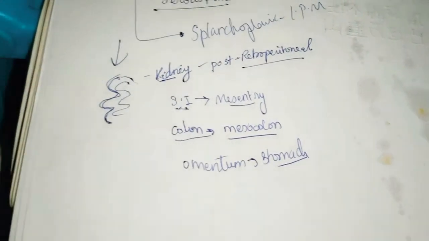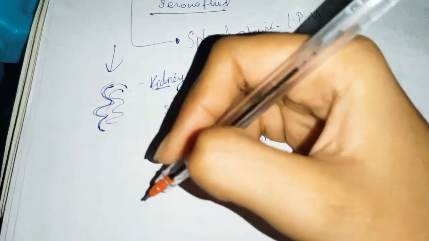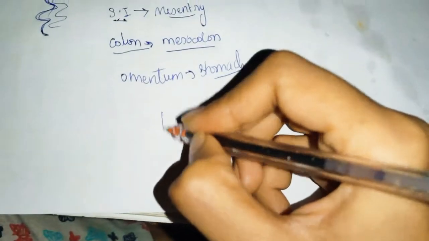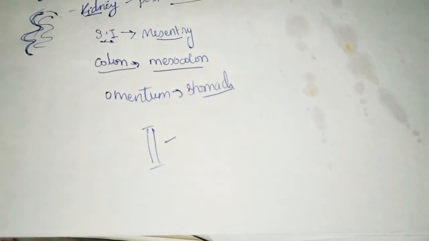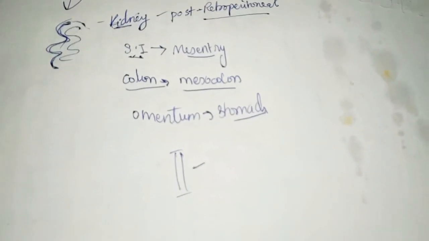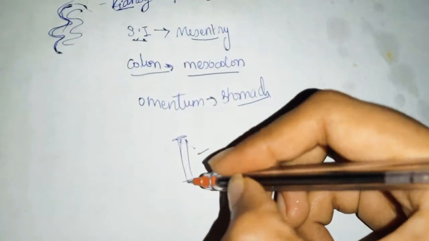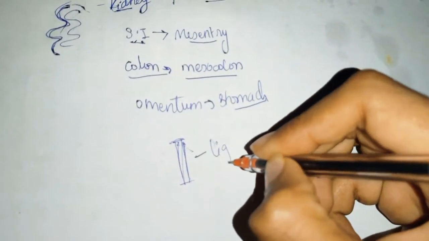Sometimes if you see this peritoneum, it's not only a single layer. Sometimes you can see a double layer of peritoneum. If you see a double layer of peritoneum, especially in the abdomen region, those are called ligaments. So a double layer of peritoneum is called a ligament.